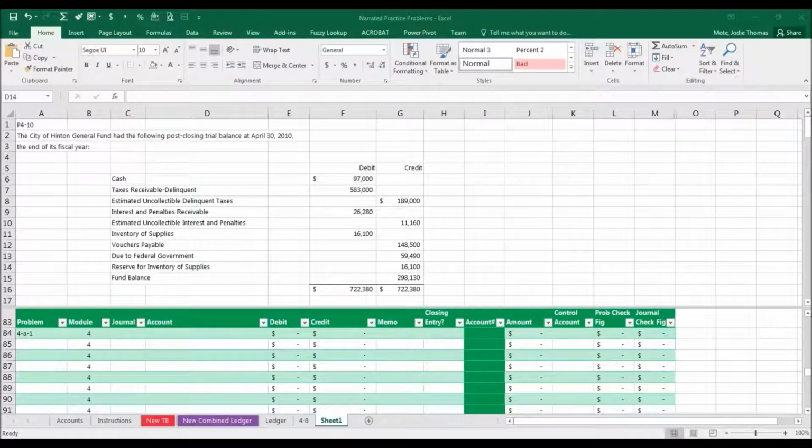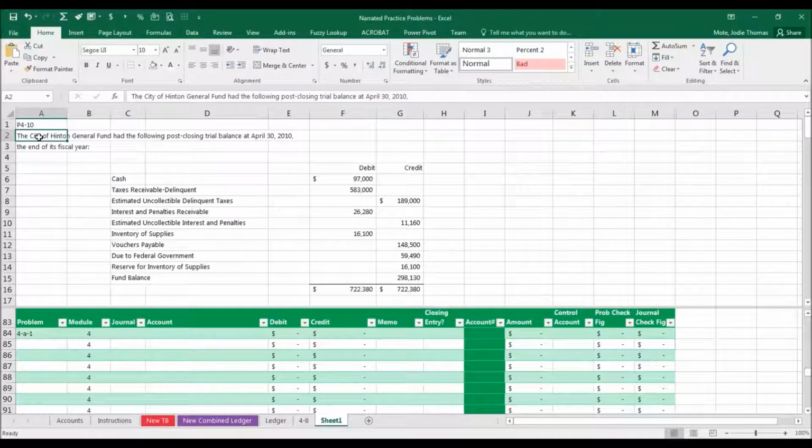Yeah, we're going to go over problem 4-10, and this is a similar problem in the 15th edition as it is in the 16th edition. This happens to be the 16th edition. The 15th edition has a different town name. This is the City of Hinton.